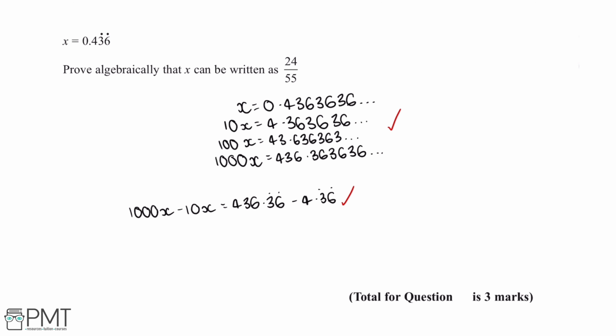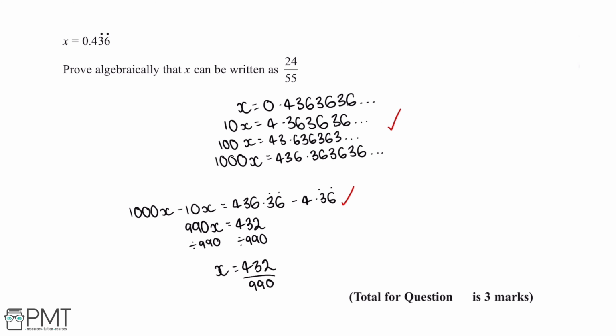So 1000x minus 10x gives us 990x. And then 436.36 reoccurring minus 4.36 reoccurring will give us 432, because this 0.36 will cancel out. Next we'll want to rearrange this equation to make x the subject, so we can divide both sides by 990, and this tells us that x is equal to 432 divided by 990.